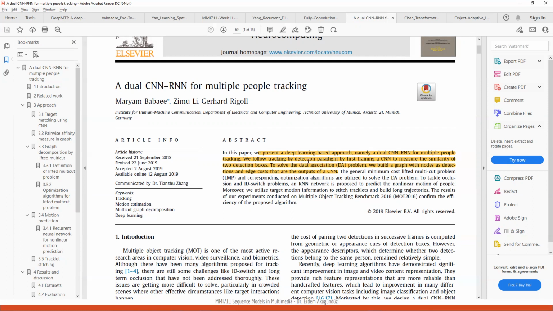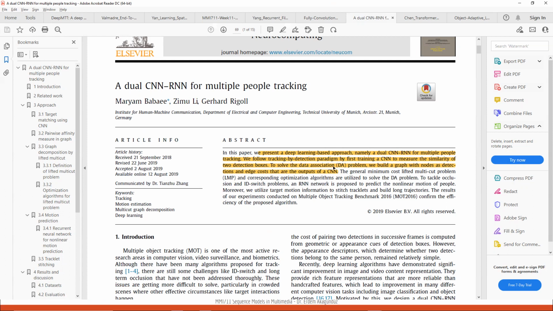They follow the tracking-by-detection paradigm, which is actually similar to the radar approach, because the radar did candidate detection first, then pruned and cleaned the data for multiple targets, and at the heart of it included a type of LSTM. Well, this will be the same: first training a CNN to measure the similarity of two detection boxes, and they solved this data association problem.